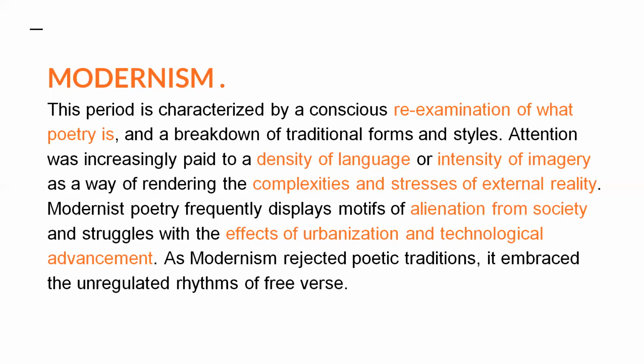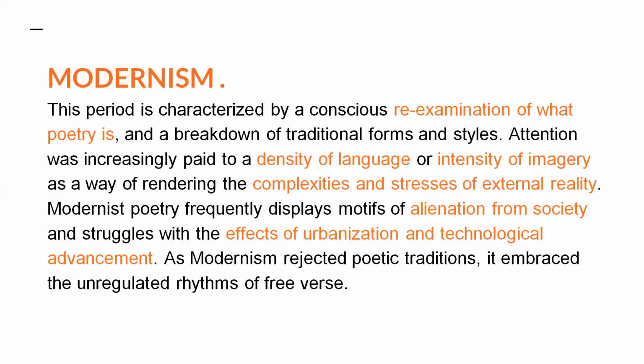And the breakdown of traditional form and style. So they quite revolt against every single tradition. It's not Romanticism or symbolism or any other thing or Renaissance, but they are asking about the forms and styles. And attention was increasingly paid to the density of language. So they are focused on density, as minimal as possible. They are trying to convey the meaning, kind of symbolic, but early modernists also use those kinds of linguistic forms of minimalism in their poetry writing. And of course, they are far more interested in intensity of imagery, powerful imagery, as a way of rendering the complexities and the stresses of external reality, the reality we are facing.